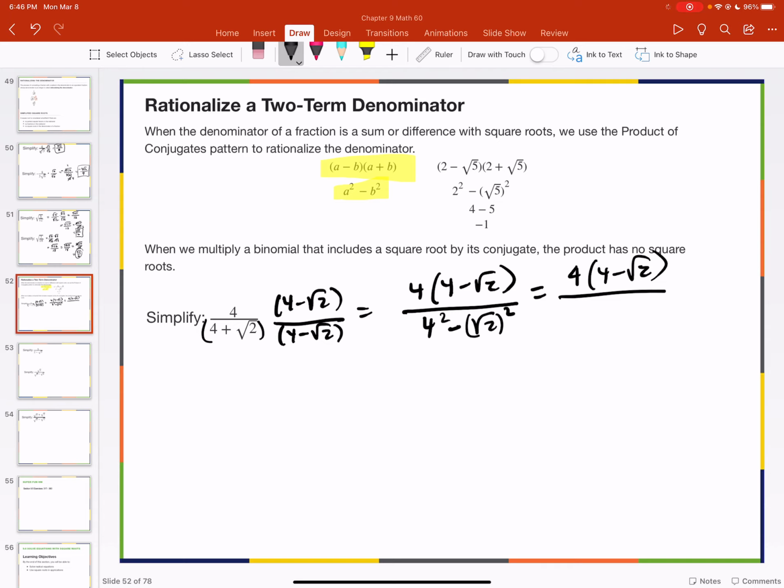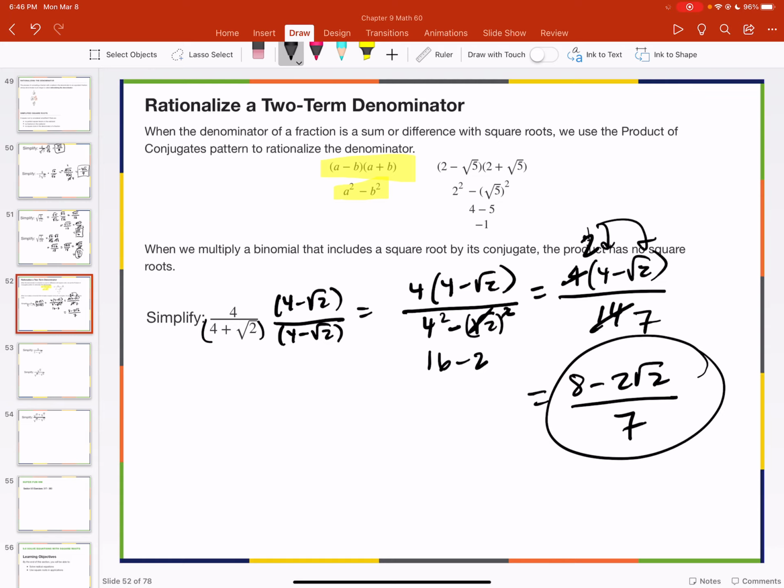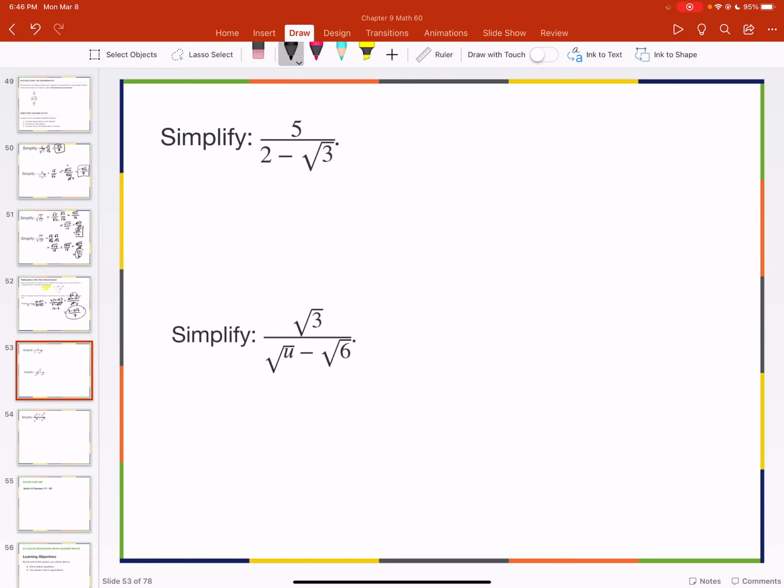So 16, this is going to be 16. This cancels out. This is 16 minus 2. So then that's 14 on the bottom. And as suspected, divide top and bottom by 2. This reduces to become 2. And then the bottom becomes 7. So now I can distribute. So then I get 8 minus 2 root 2 all over 7. And that's fine. Okay, let's do another one.